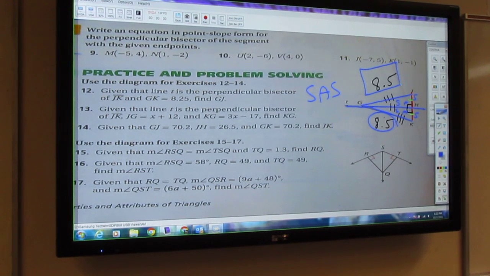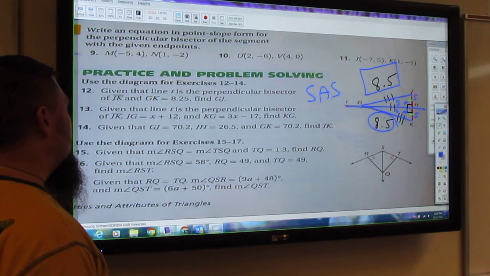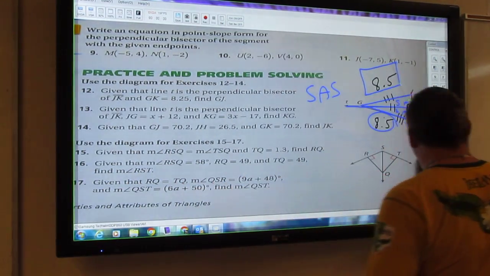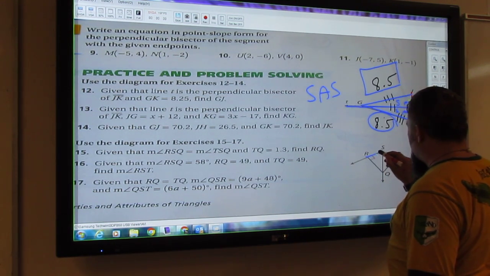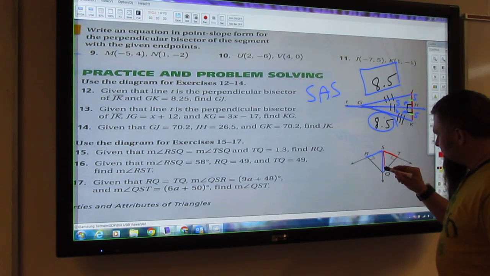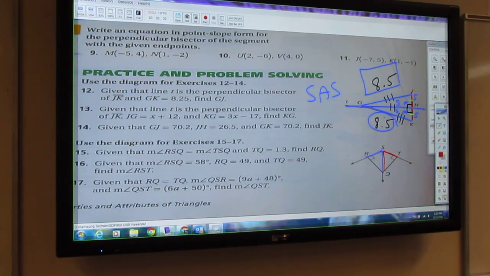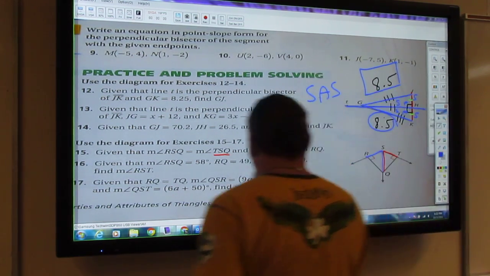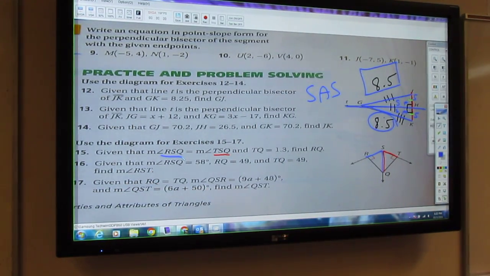Next one, that was 13. Given that measure of angle RSQ equals the measure TSQ. So, first of all, let's take a look at what RSQ is. RSQ, right? And then TSQ, right? And so it says here that given that RSQ is equal, so I'm going to say red and then I'm going to say blue so that we can kind of get an understanding, right? Then TQ is 1.3, right?